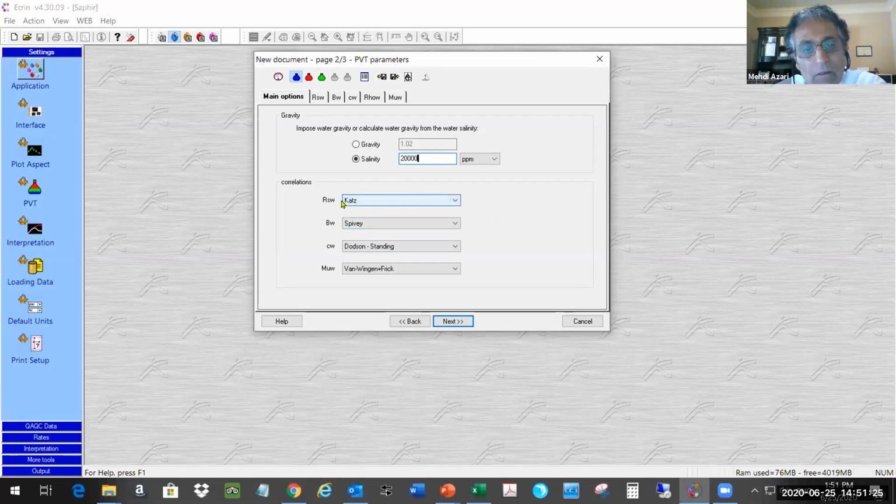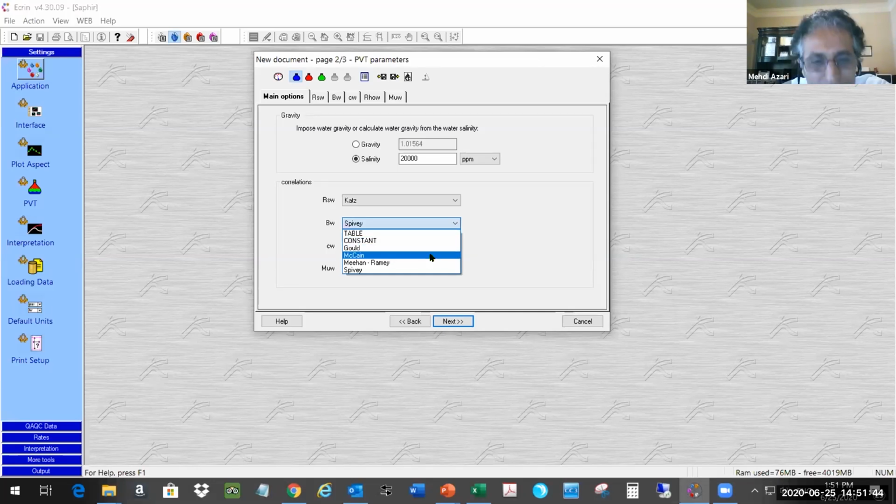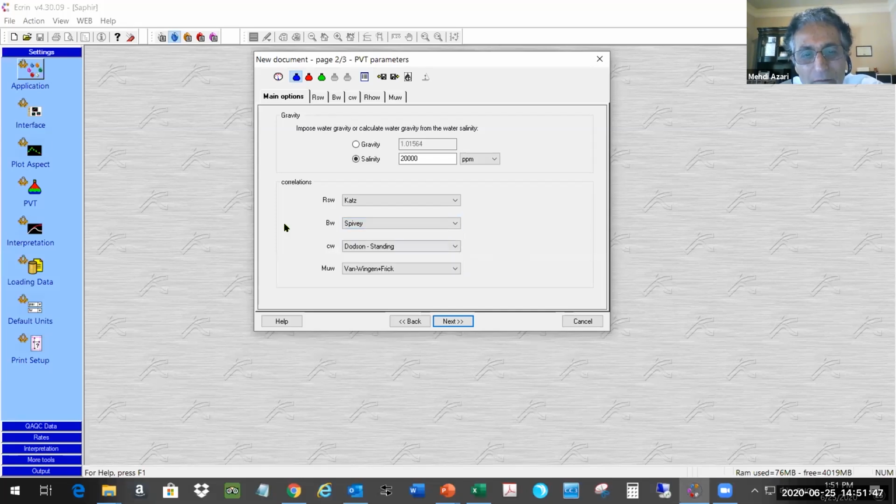And then this is Rsw, the solution gas-water ratio, by Katz, Meehan, Ramey, Spivey, all of these guys. Bw is by McCain, Gould, Spivey, Meehan, stuff like that. Cw, which is compressibility, Dodson and Standing. And for viscosity, Van Wingen, Frick, or you can use Meehan. So there's a lot of correlations.